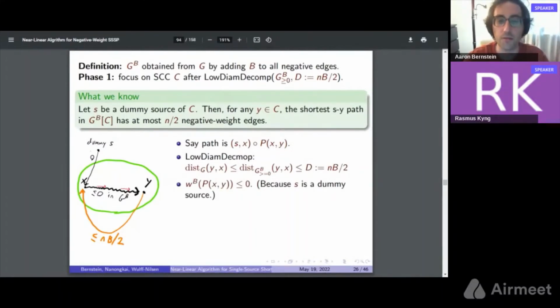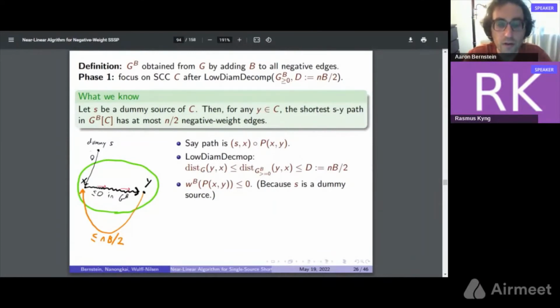Why? Because S is a dummy source. And this is the place where we really want to use that S is a dummy source. Right? There is an edge from S to Y of weight 0 because S is a dummy source. So any path we take is definitely going to have weight at most 0. So this path from X to Y has negative weight, or at least non-positive weight.